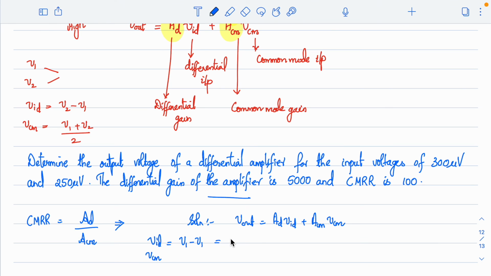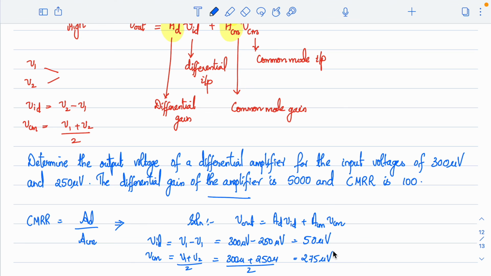So we have higher voltage 300. So it is 300 microvolt minus 250 microvolt, which is equal to 50 microvolt. That is the difference voltage. Now the common mode signal is V1 plus V2 by 2, which is equal to 300 micro plus 250 micro divided by 2, which is 550 by 2, which is equal to 275 microvolt. Right, so VID and VCM we got.